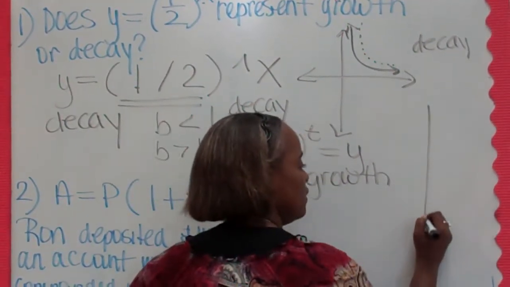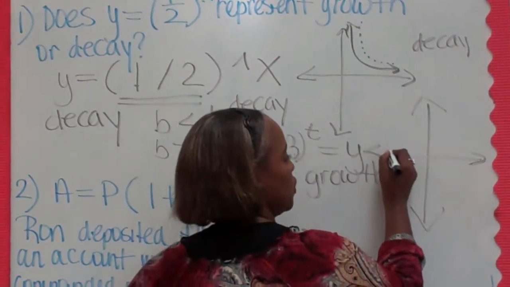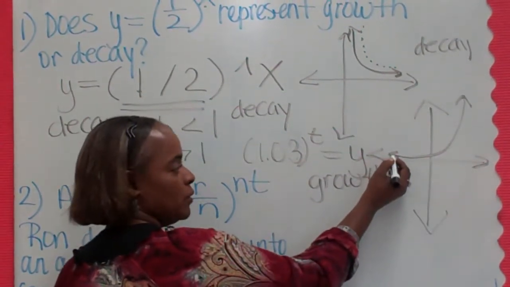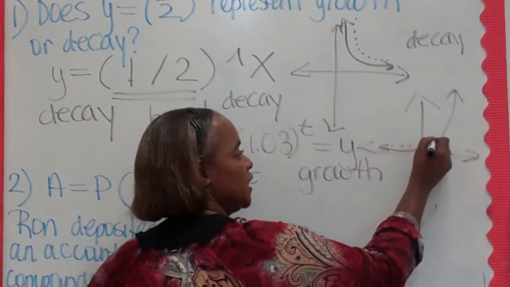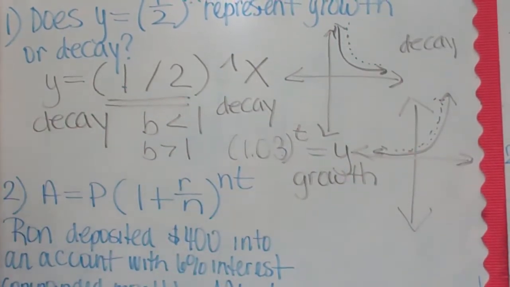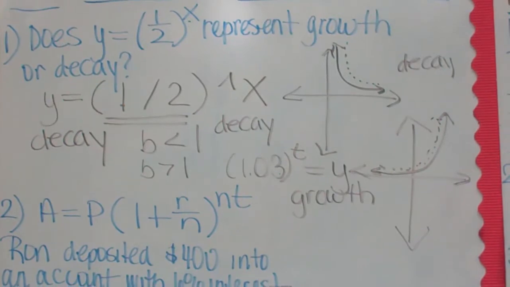And the graph of a growth, from left to right, starts at the bottom and it rises. It is growing rapidly. Okay, so again, does y equal (1/2) to the x represent a growth or a decay?